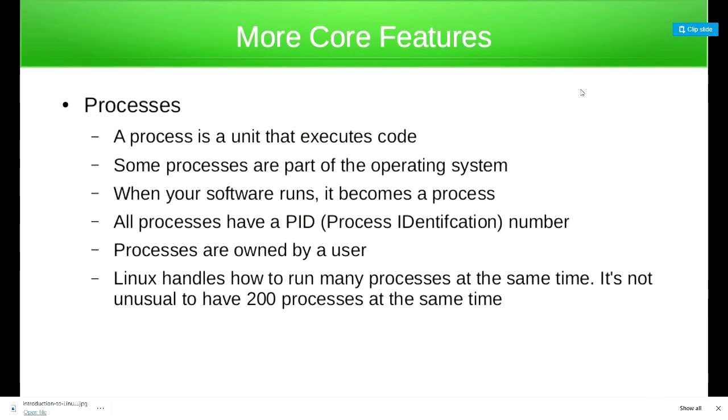You have the processes. A process is a unit that executes code. Some processes are part of the operating system. When your software runs, it becomes a process. All processes have a PID, or process identification number. Processes are owned by a user. Linux handles how to run many processes at the same time. It's not unusual to have 200 processes at the same time.